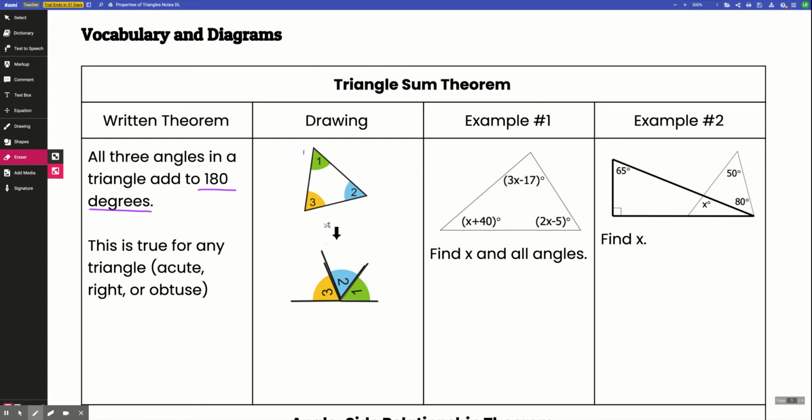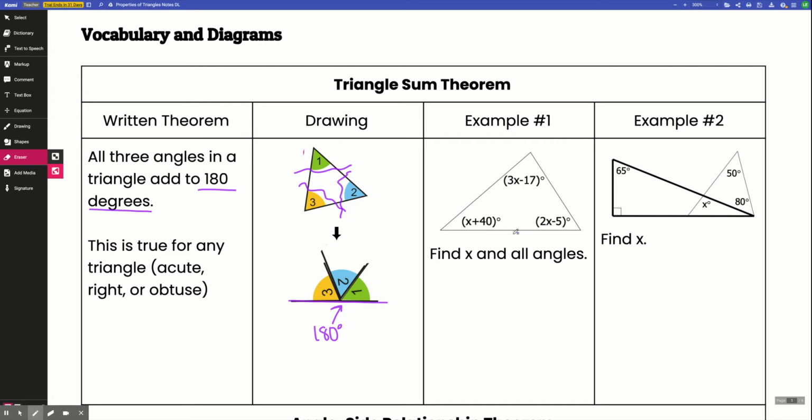Now I have this drawing for you here, which kind of shows why that happens, right? I have this triangle with these three angles, 1, 2, and 3. When you tear off the three corners, 1, 2, and 3, and line them up next to each other so that the vertices of the angles are touching, see how they form this straight line down here at the bottom? Which, remember, has 180 degrees in it. All straight lines have 180 degrees in them. Okay. All right, so let's take a look at these examples.